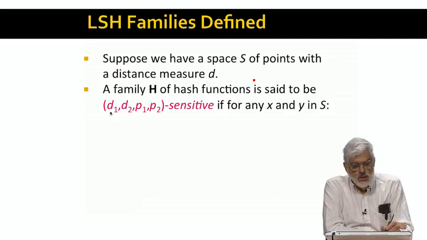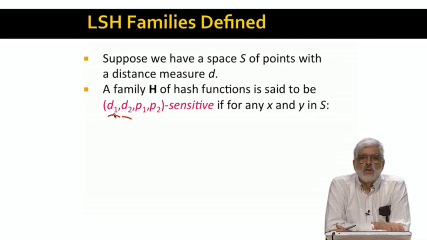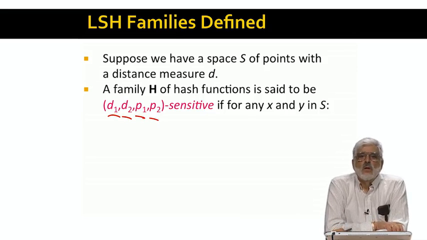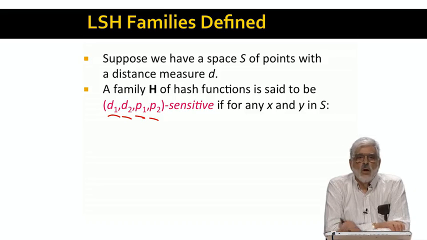There are two distances, d1 and d2, and there are two probabilities, p1 and p2. Of the two distances, one is a small distance, that's d1, and the other is a large distance. The probability p1 is associated with the small distance, and it is a lower bound on the probability of agreement for points at distance d1 or less. The second probability, p2, is associated with the large distance, and it is an upper bound on the probability of agreement for points at distance d2 or more. We expect p1 to be large and p2 to be small.